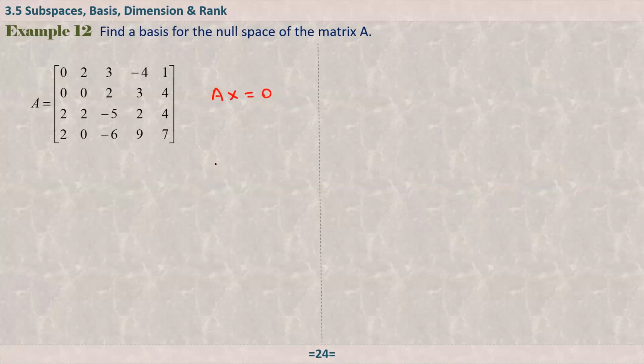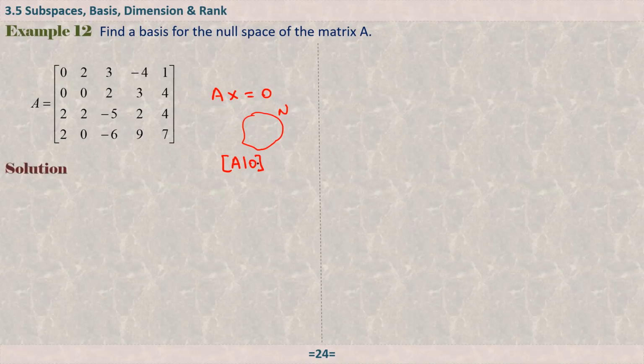Because null space means, as you remember, we are talking about N, the null space of A, all the solutions of this homogeneous system. Now we should just describe the solution of the system. To do this, as you know, we need to write our augmented matrix, that is A and 0, and we have to reduce this to reduced row echelon form.